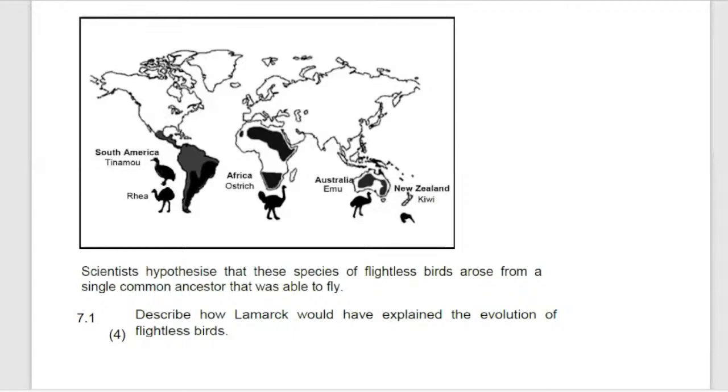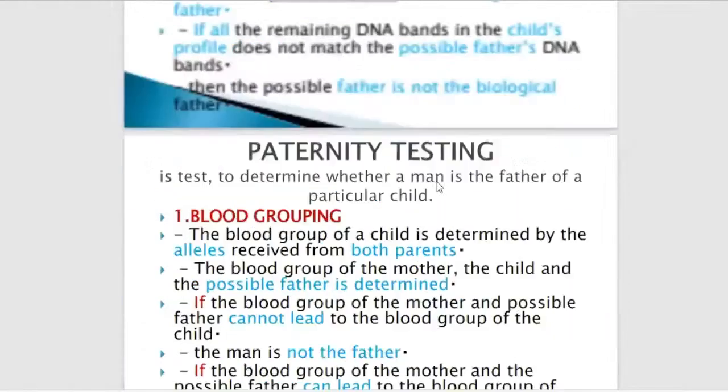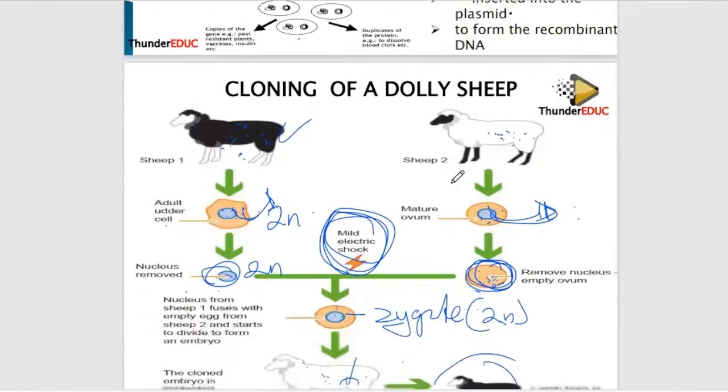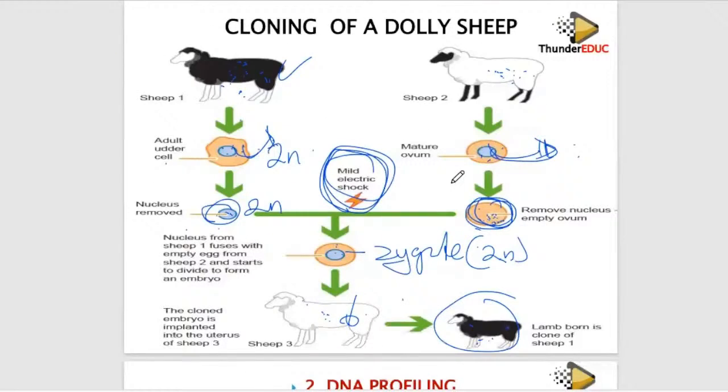Why don't we use the whole genetic material of sheep 1? Maybe you are asking why don't we use the whole cell of sheep 1? It's because this casing is not for an ovum. You understand? And therefore it cannot undergo meiosis.